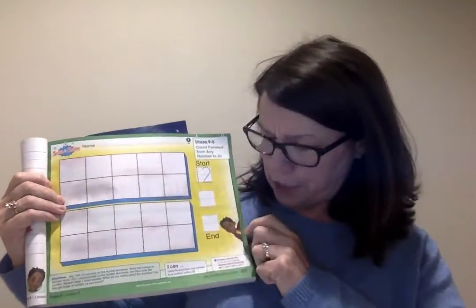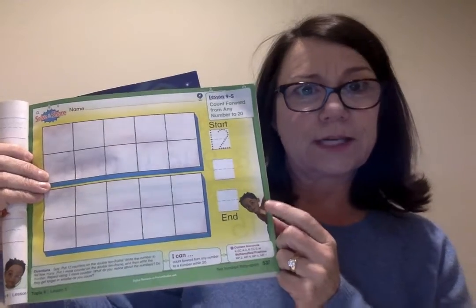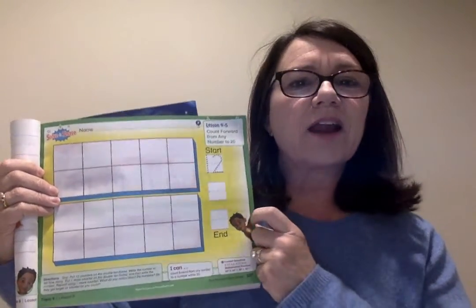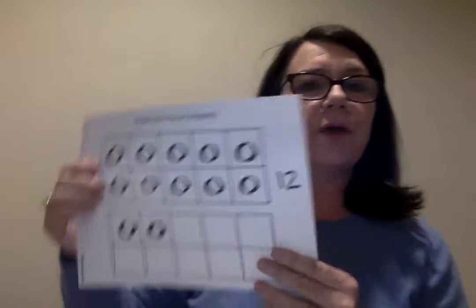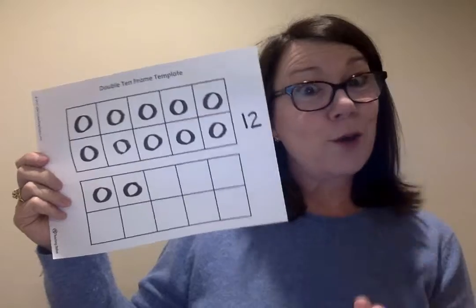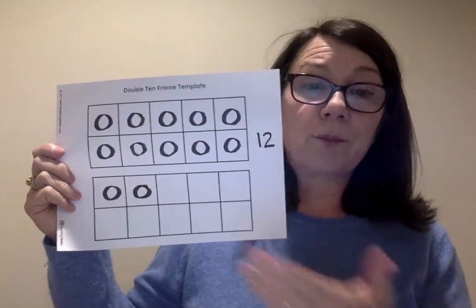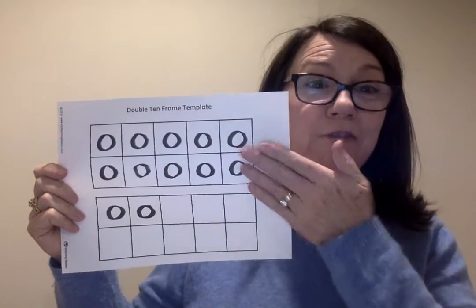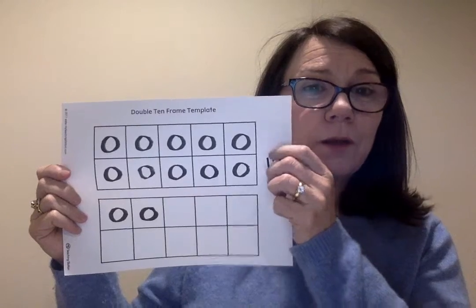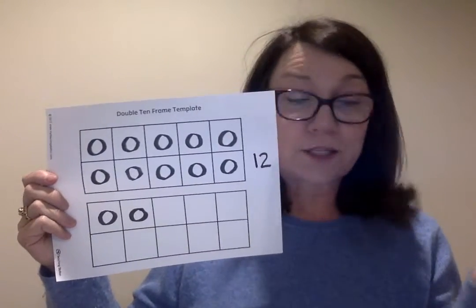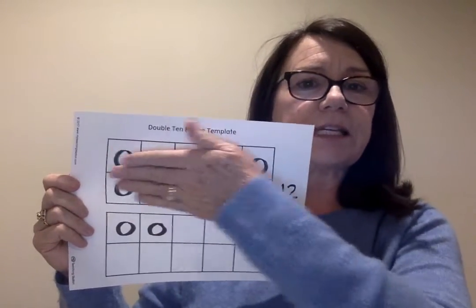And on this page, you'll see there's our friend Carlos sticking his head around the corner. They're going to ask us to start with 12. So I've got a 10 frame here that I've already got filled out with 12 counters. How do you know I have 12? Well, remember, we know that when one 10 frame is full, we know we can start counting with 10. So we say 10, 11, 12.